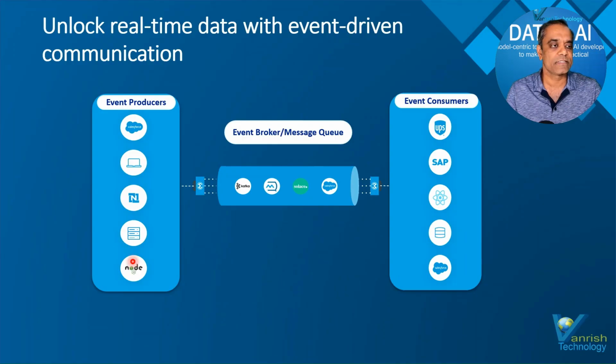So here is an example of a simple event-driven system. If you notice on the left-hand side, you have an event producer. In this producer, I listed a couple of event producers. Among them is a Salesforce platform event, which generates the event. Similarly, you can have other events too, which can generate events from the producer.